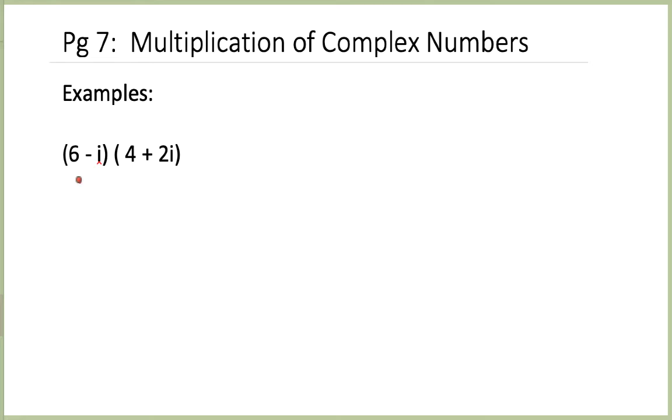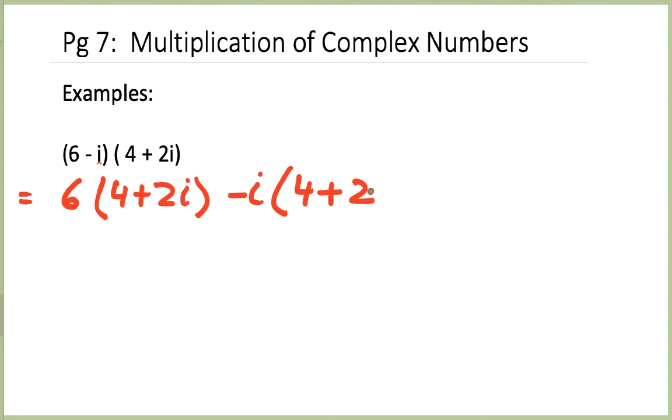So I can write this as 6. Now remember, we're keeping 4 plus 2i fixed. 4 plus 2i, then minus i, again multiplied to the expression 4 plus 2i. Now we will distribute 6 inside 4 plus 2i. 6 times 4 is 24 plus 12i.